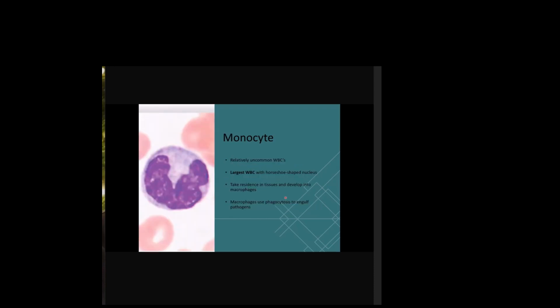Monocytes are very few. They are relatively uncommon, but they are the largest type of white blood cells. They have a horseshoe-shaped nucleus. They usually go and stay in tissues, like residential guards in the tissue. When you have an infection, they develop into macrophages. That means they change into the form that could go and engulf the pathogen and try to destroy it by phagocytosis.